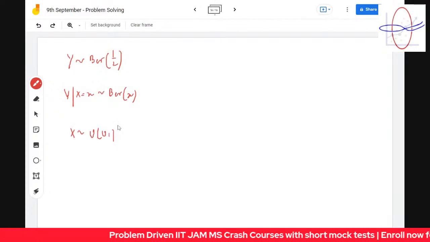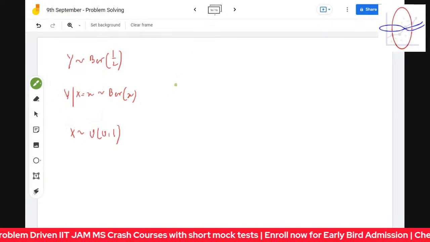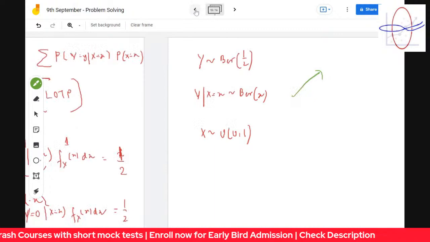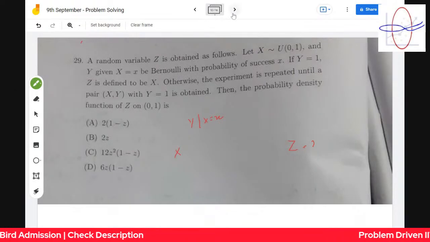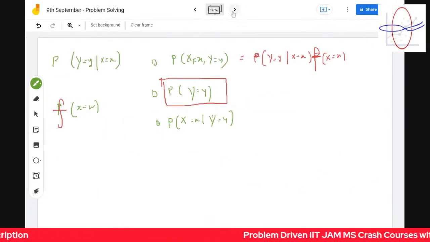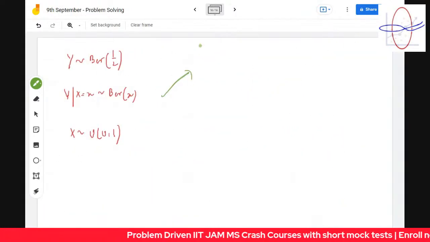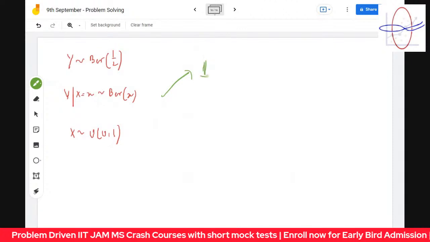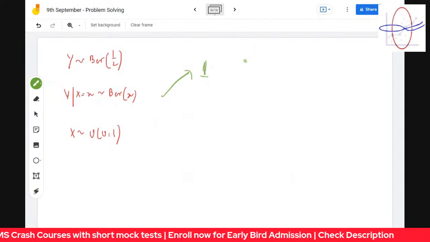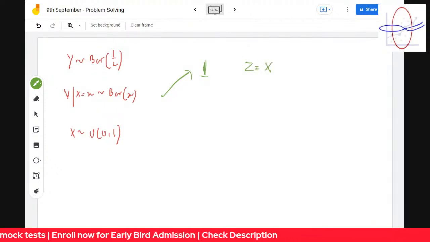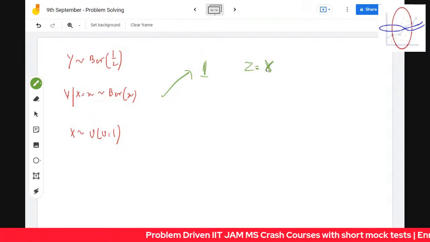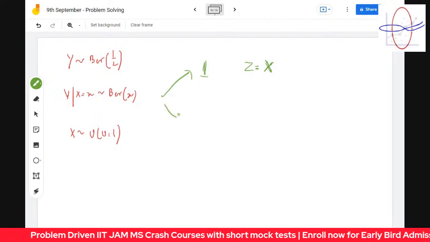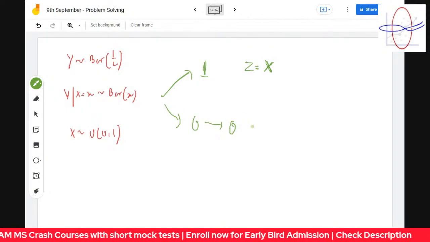Let's try to understand the experiment now once again. Let's do y. So y is now just a coin toss. So let's toss the coin. If it's equal to 1, then z is equal to x. You're tossing y, and if it's equal to 1, z is equal to x. Okay? If it's 0, we continue tossing it till we get 1.